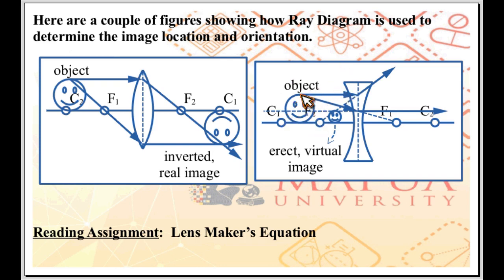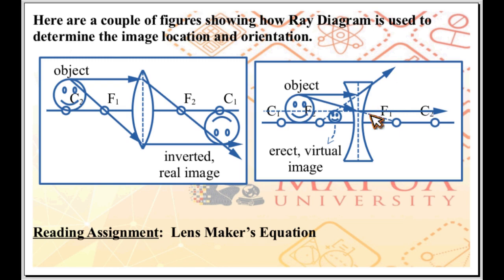We consider two light rays. One light ray is horizontal, parallel to the center line. After it passes through the lens, the lens will focus it away from the effective focal point, away from F2. You have another light ray directed towards F1. When it strikes the lens, the light ray becomes horizontal, parallel to the center line. So we have two refracted light rays. You have one refracted light ray, another refracted light ray.